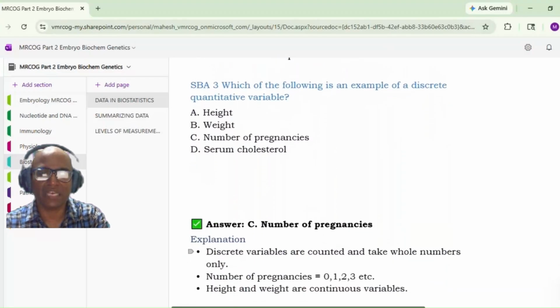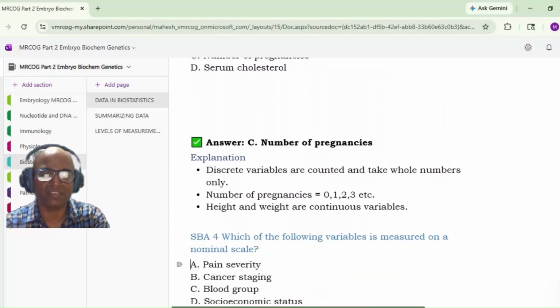So discrete variables are counted and take whole numbers only. Number of pregnancies: 0, 1, 2, 3, etc. Height and weight are continuous variables.